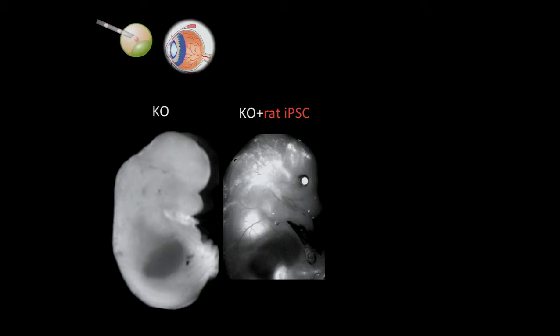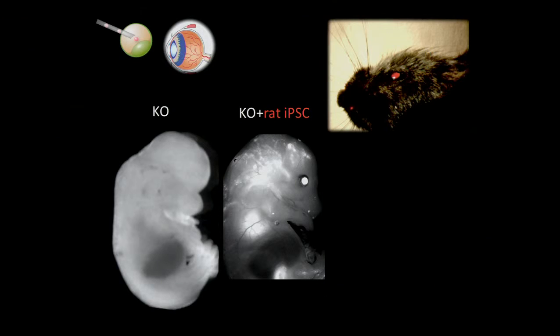And I'm going to give you another example, the eye. So this is the mouse embryo without eye. The reason why it doesn't have an eye is because we take out one gene called PAX6. And if we rescue this mouse with the red iPS cells, as you can see here, it's glowing where the red cells are labeled. And they can contribute to the development of a mouse eye. And these mice can be born, and they will have an eye that is entirely coming from the rat.